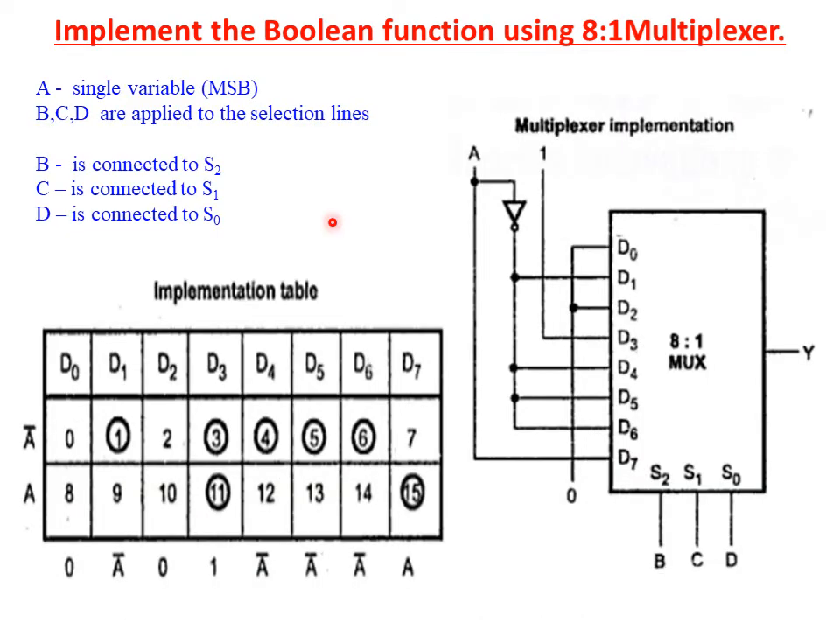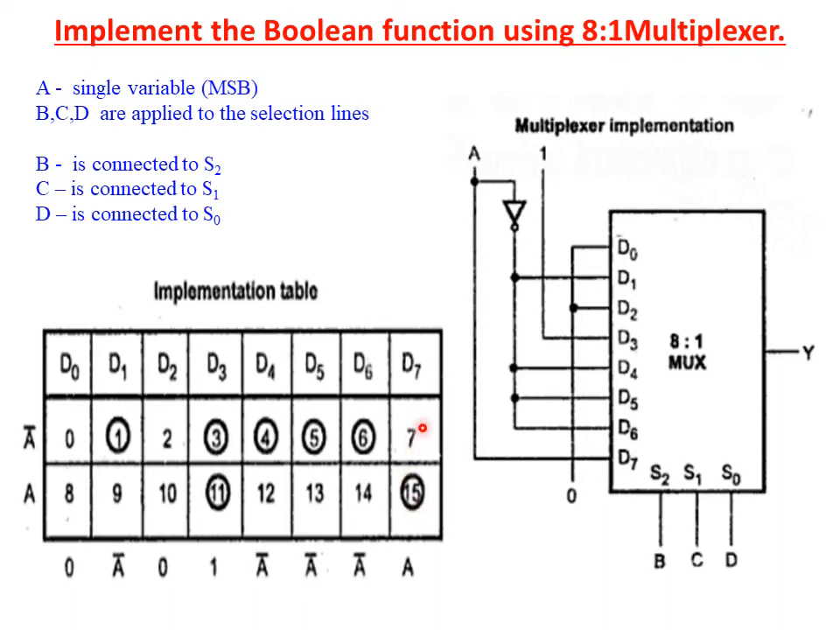Now we are going to implement in the multiplexer. So first we are going to form the implementation table. The SOP terms, that is the min terms, are circled in the implementation table. This is the 0 to 15 implementation table. Here we have taken A as a single variable. So the format is 0, 1, 2, 3, 4, 5, 6, 7, 8, 9, 10, 11, 12, 13, 14, 15. So now we are circling the min terms.